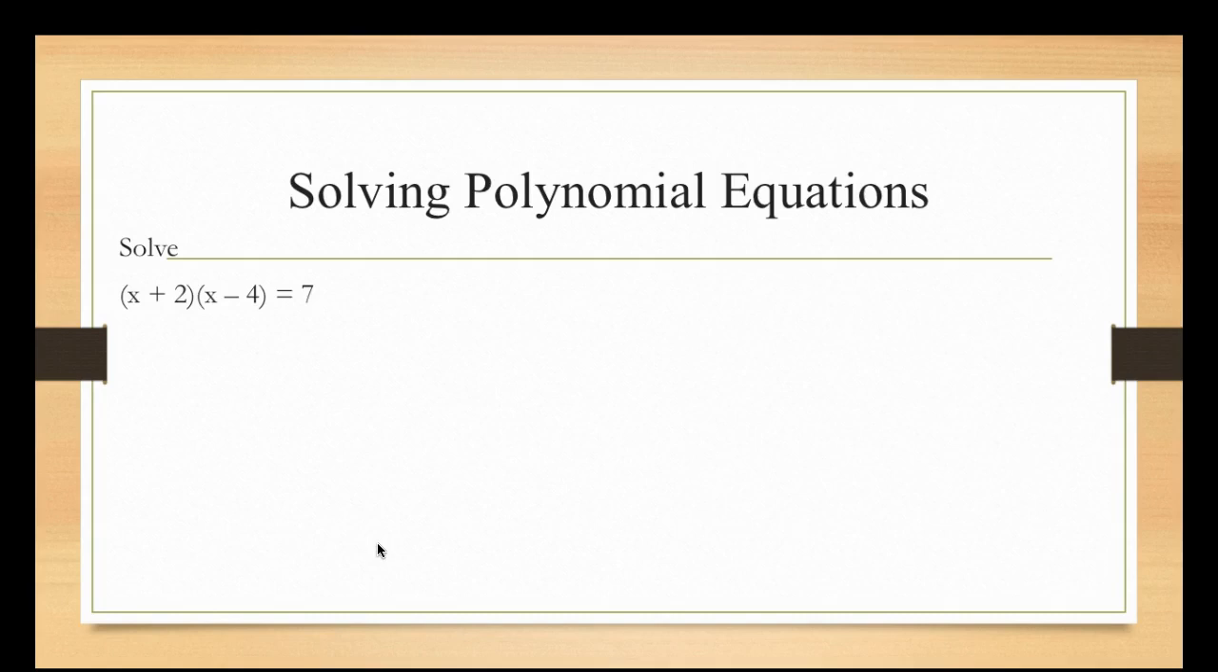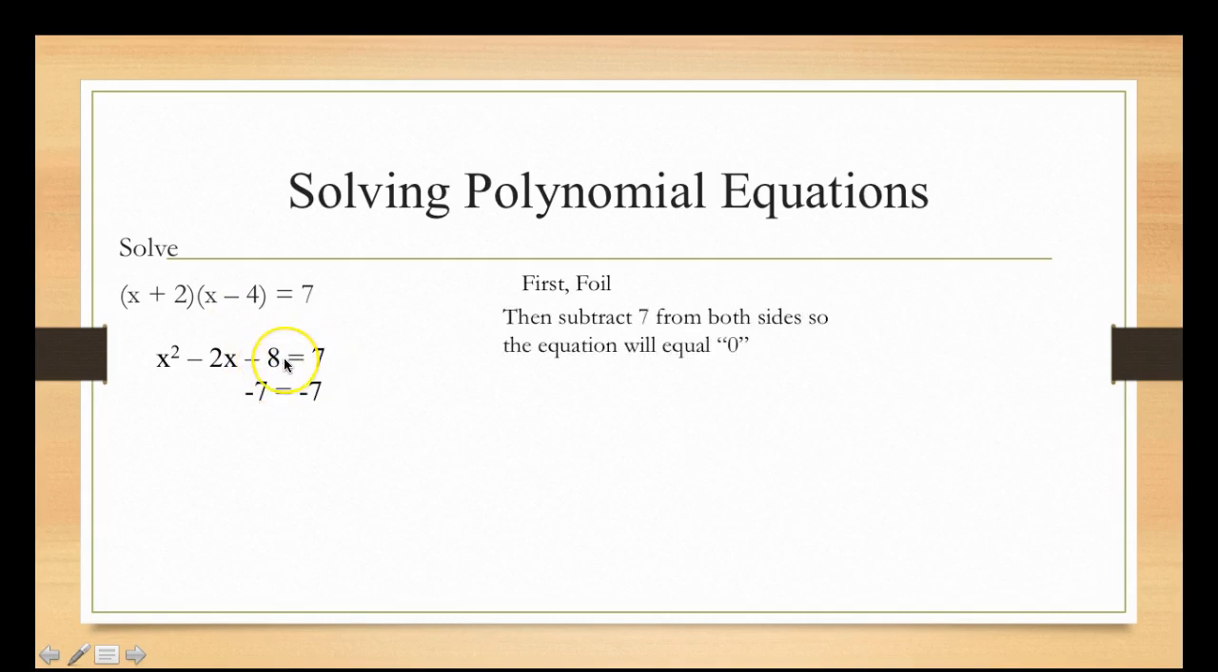In this problem, we are not equal to 0, but we must be equal to 0. Remember, in order to find a solution means an x-intercept. An x-intercept means the y value is 0. So the first thing I must do in this problem is I must FOIL in order to turn this into a quadratic. Then subtract my 7 from both sides. And now my quadratic is set equal to 0. I can now find the x-intercepts, also known as the solutions.